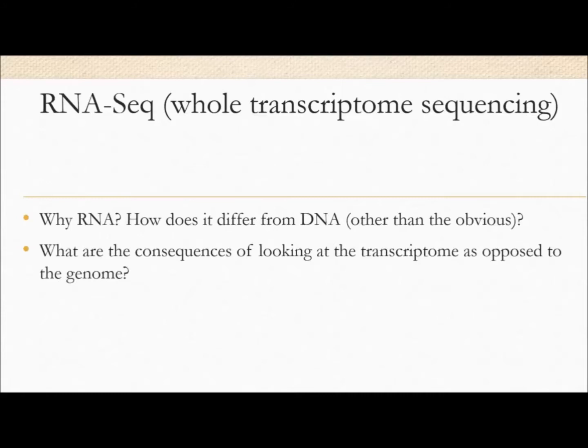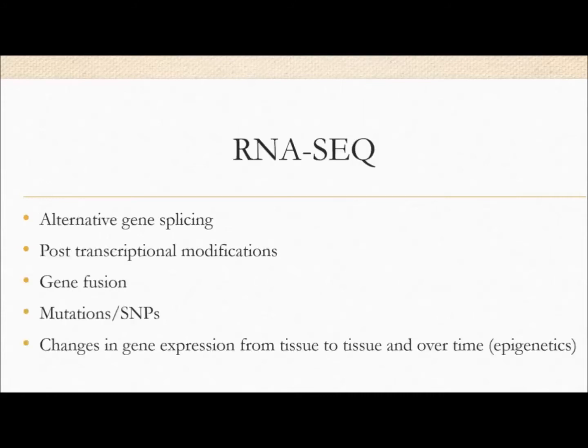What are the consequences of looking at the transcriptome as opposed to the genome? So you get a notion of alternative gene splicing. You learn about post-transcriptional modifications, gene fusion, and you learn about mutations, SNPs, where something doesn't translate. There are some differences, and change in gene expression from tissue to tissue over time, which is epigenetics, right? Based on kind of environmental influences.